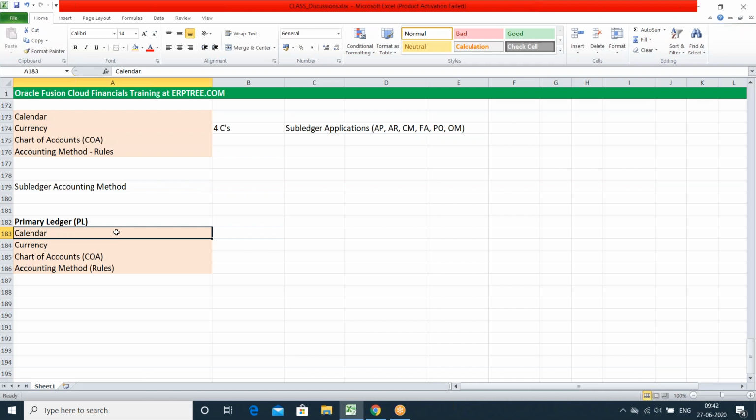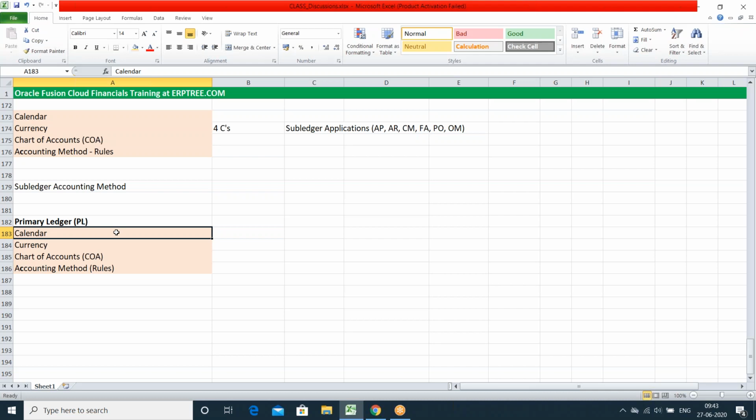Why do we have to create separate primary ledgers for each country? Any guess on that? The currency would be different. Yes, that is the primary point. The rest can be the same, right? Two countries, same financial year is possible, right? In reality, that is the case. You can have the same calendar, same chart of accounts, same accounting method, but the currency is different. Because of that reason, you should go with a separate primary ledger.